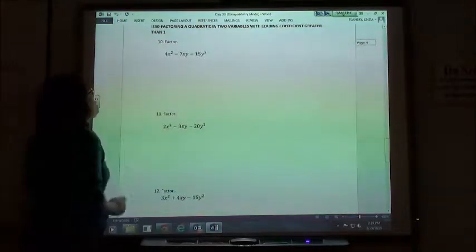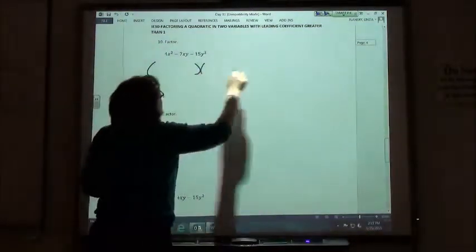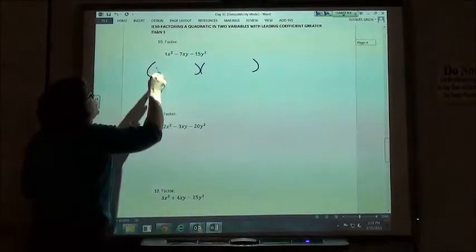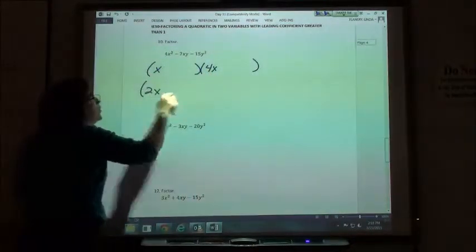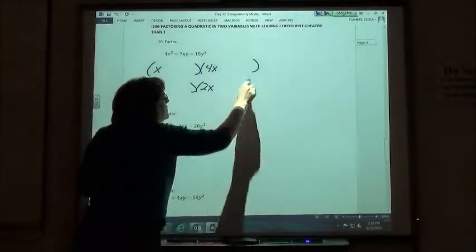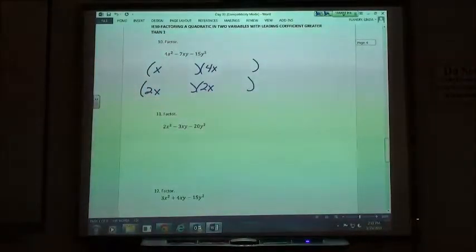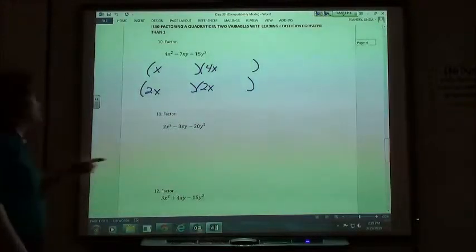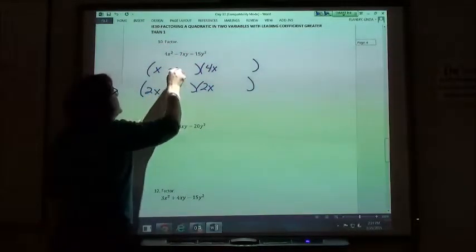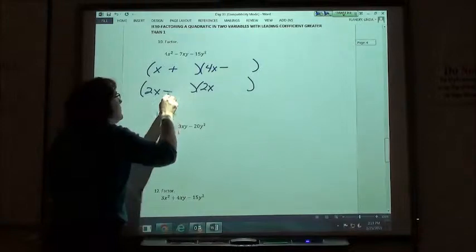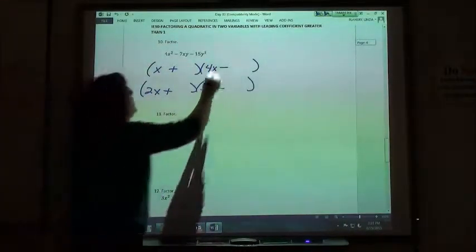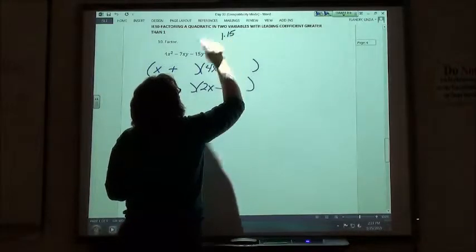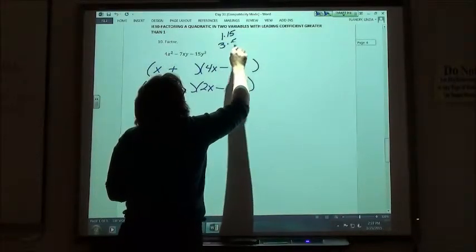So here I have a 4x squared. I got to keep in mind that 4x squared could be x times 4x. It might also be 2x times 2x. Don't know which one it is, I just keep going. My signs, my end is negative. If my end is negative, I have 1 plus and 1 minus. Factors of 15y squared. So 15 could be 1 times 15, but probably is the 3 times the 5.